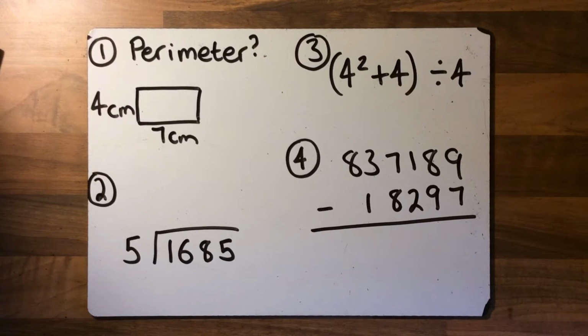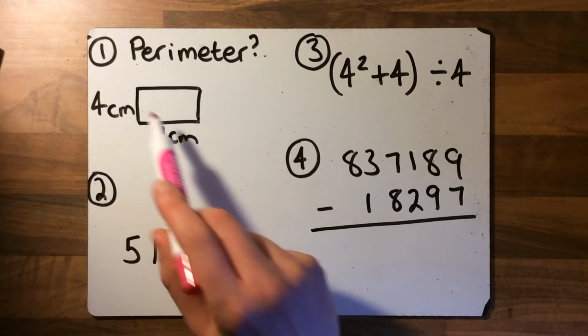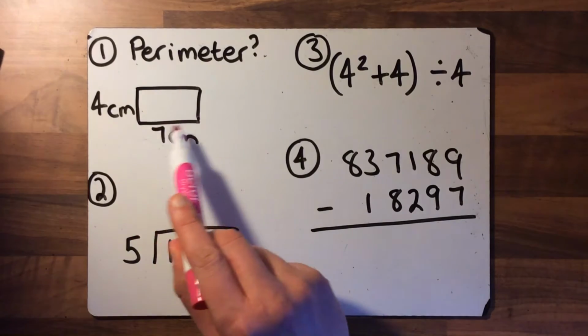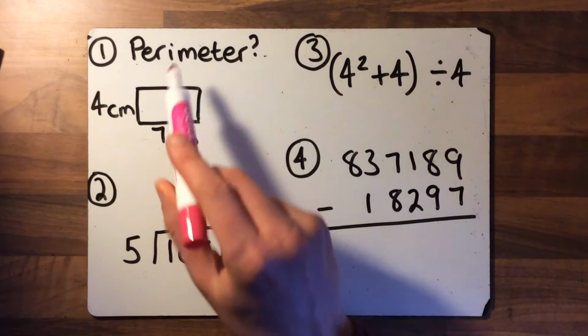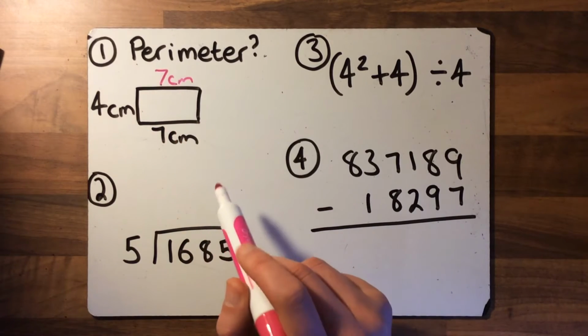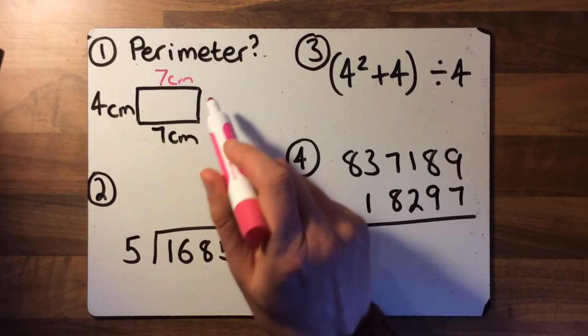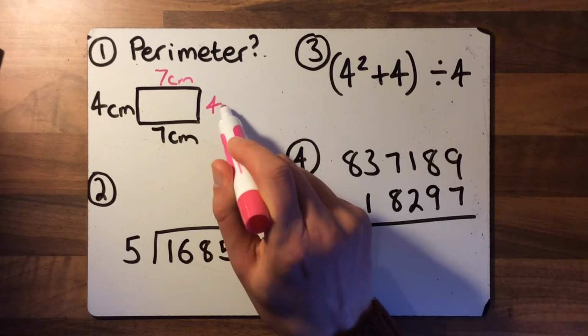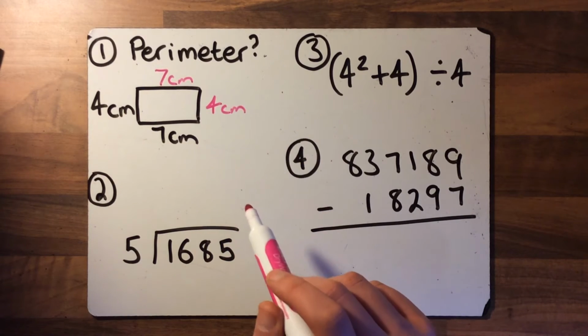Okay, so if we look at number 1, it's a perimeter question. This is what we looked at yesterday. So we've got a rectangle here, and this edge here is 7 centimetres, so the edge opposite to it also has to be 7 centimetres, doesn't it? But this is 4 centimetres. The one opposite also has to be 4 centimetres.